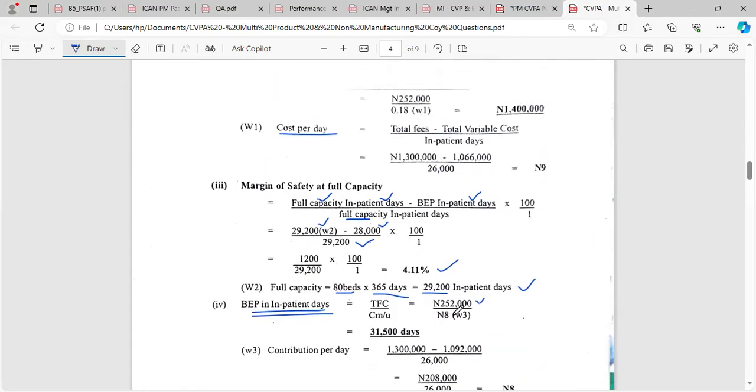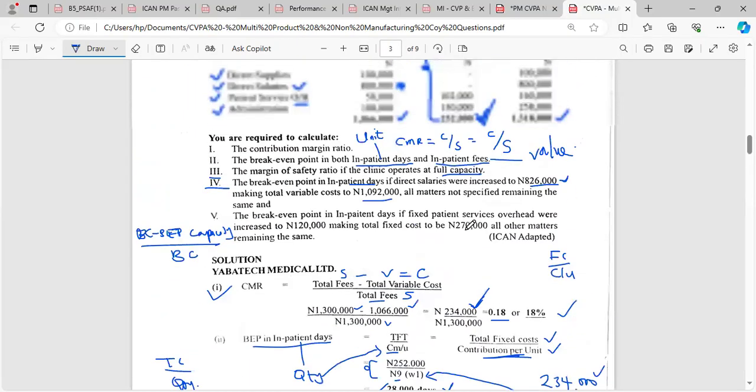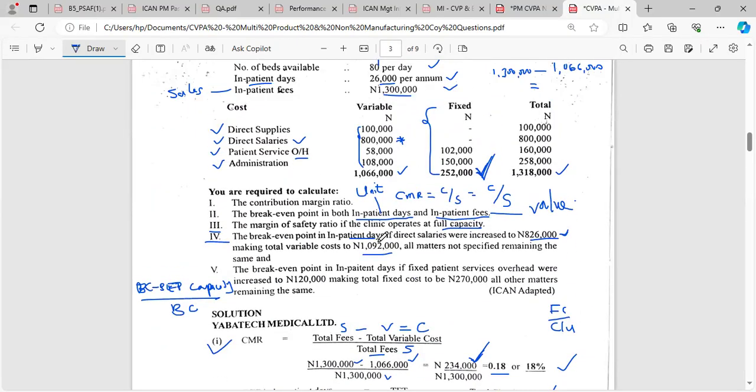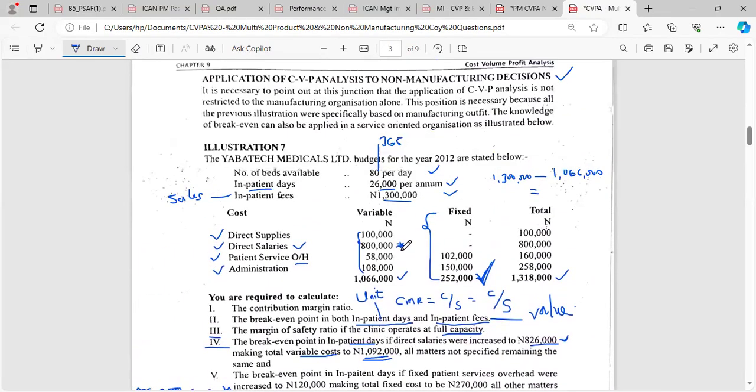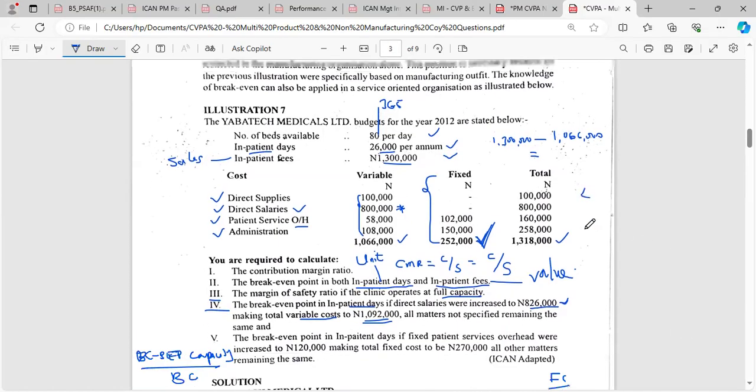So do it for me, you get 8 naira. Let's do it. 1,092,000, which is the new variable cost, divided by 26,000 to get variable cost per unit. And what was our selling price? 1.3 million was our selling price. 1.3 million divided by 26,000. We have 42 first.